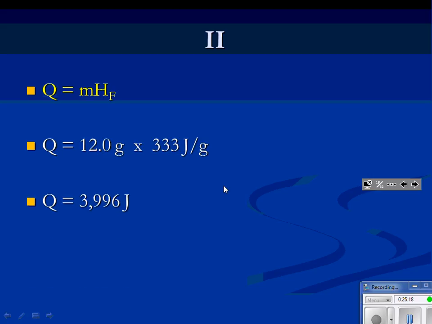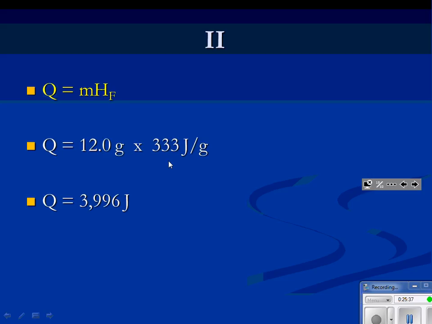Therefore, when I do the math and put it all together, I get 3,996 joules. Where did I get 333 joules per gram? That is the heat of fusion of water, and I got that off of my reference table.